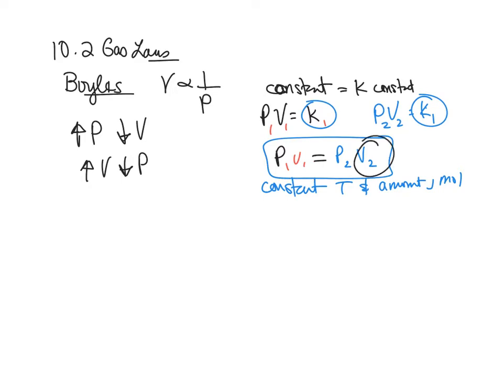So if you need to solve for V2, then you would isolate that variable and you go P1 divided by P2 times V1 equals V2. And so you want to be able to do that.